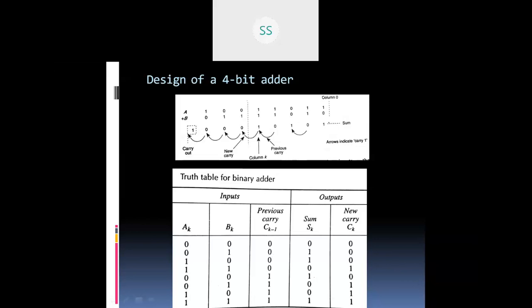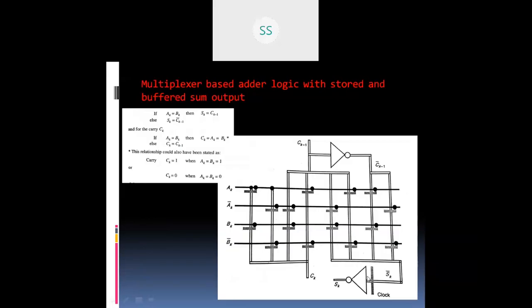Okay. So now using this relation, this implementation is done. Here, this diagram is a stick diagram. The two parallel lines represent the N diffusions, and the shaded line represents the polysilicon. Wherever the polysilicon crosses the N diffusion, a transistor is formed.